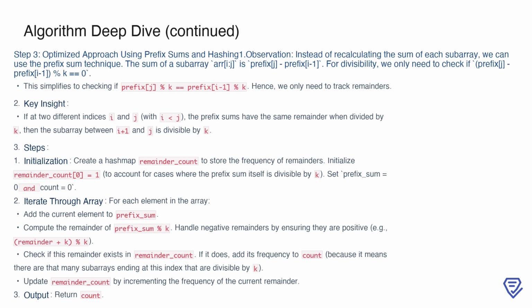As we iterate through the array, we update the running prefix sum, compute its remainder modulo k, and adjust negative remainders to ensure they are positive. If the current remainder is already in the hash map, it means there are subarrays ending at the current index that are divisible by k, and we add the frequency of that remainder to our counter. Finally, we update the hash map with the new remainder. This approach ensures we only traverse the array once, drastically improving efficiency.